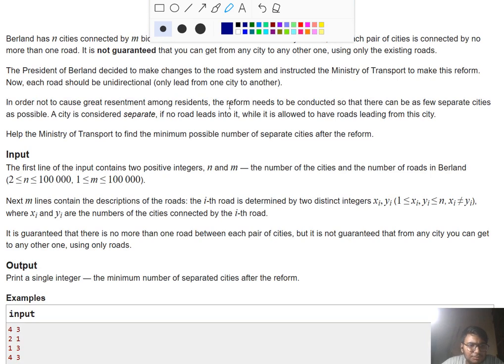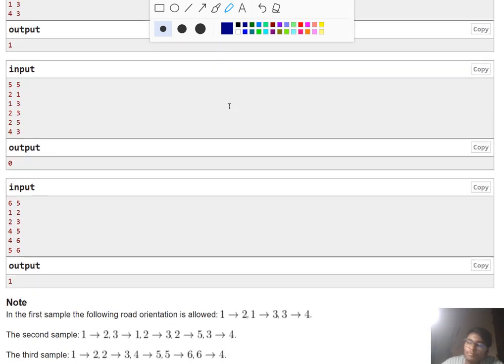The first line of the input has two positive integers, and M is big enough. So we have the edges given. We need to direct each connection. We need to direct each edge.